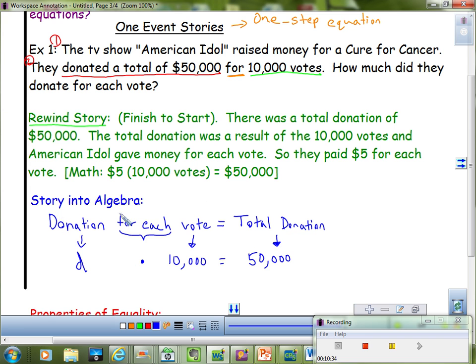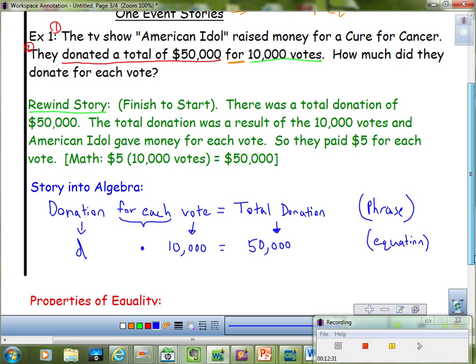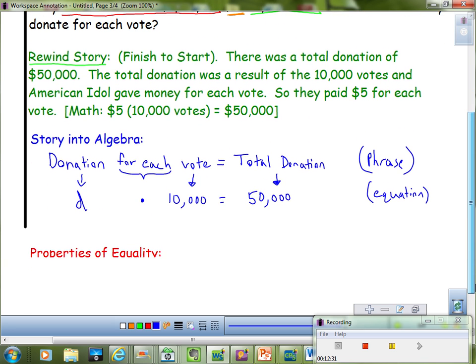So for the story in the algebra, what you do is you give it to us in phrases, and then the equation. So go ahead and write that little note there. Give me the phrase in words, and then the equation. The phrase is just like summing this up. Notice I just took the key information: donation, each vote, total. Questions on that piece? Alright, moving right along.